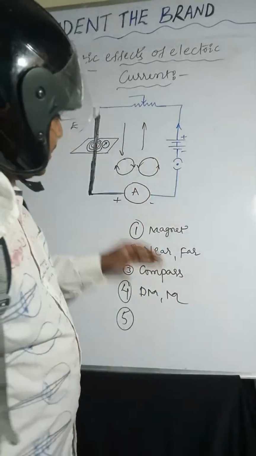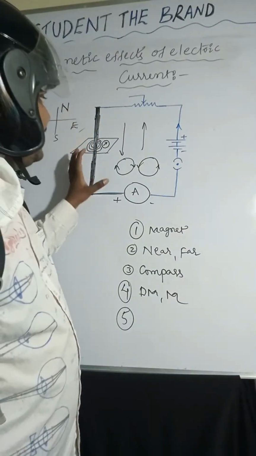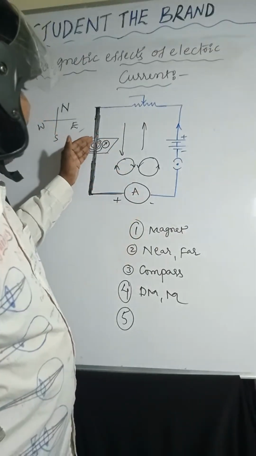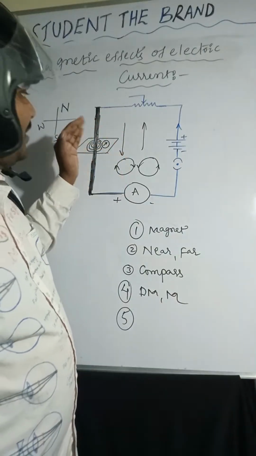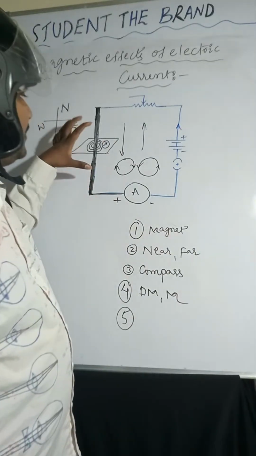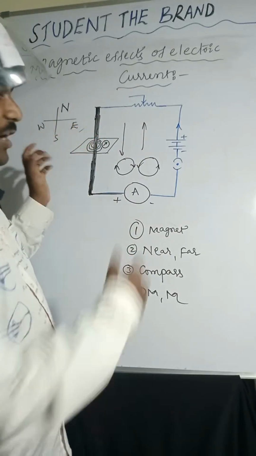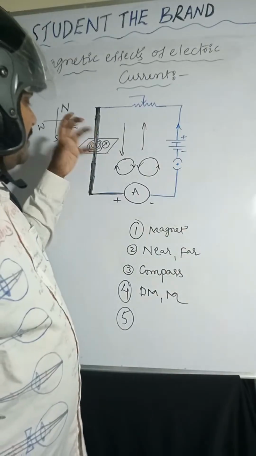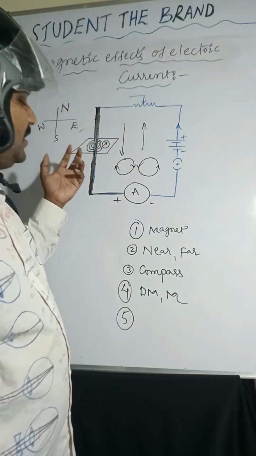Just check once. First point is, when the current is passing through the conductor, it acts as a magnet. That is an electromagnet. Point number two: near to the conductor, the magnetic field will be more. As you move away from the conductor, the magnetic field will be less. Third point, how can you identify the magnetic field? By using a compass. If you place the compass, it shows the deflection. If you place it near the conductor, more magnetic field will be there. If you place it away from the conductor, there will be less magnetic field.